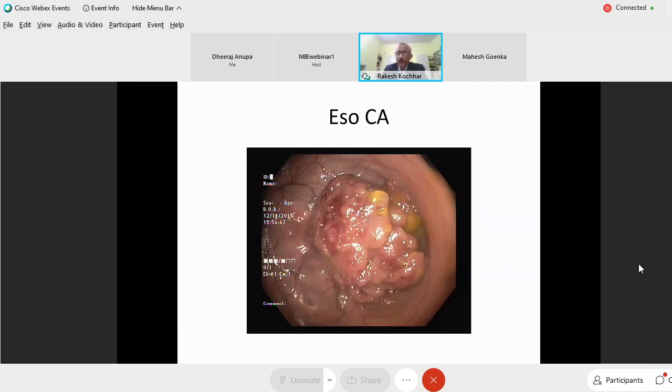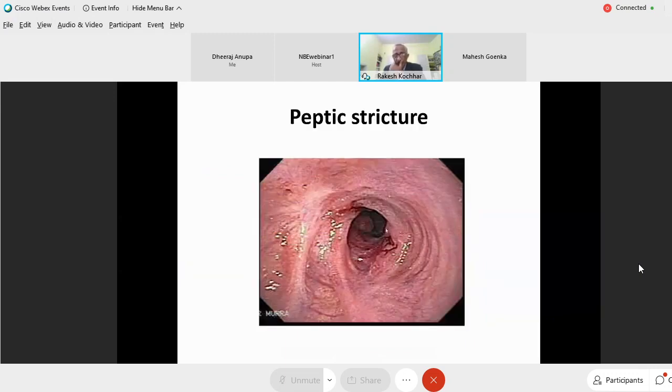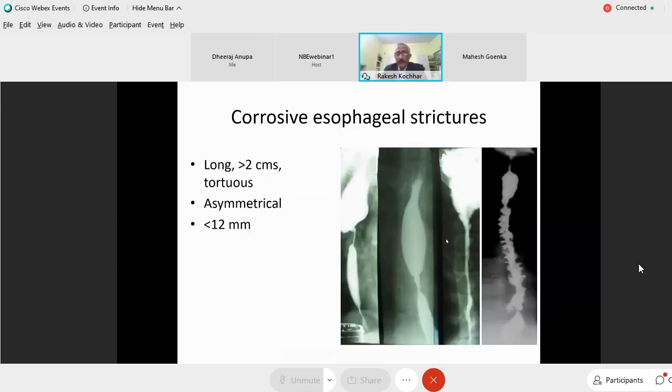So for all endoscopies, don't stop at the first lesion. You must complete the endoscopy up to the second or third part of the duodenum, because there may be additional lesions. Now, this is an example of a peptic stricture. These are examples of corrosive strictures. Now, as I said, you must not stop at the first lesion. Here, this patient has one stricture here, another stricture here. This patient has one stricture here, another stricture here. So your endoscopic examination does not stop here. It must go as far as you can.